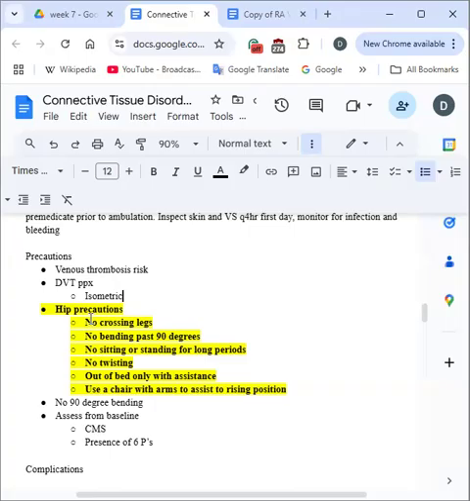And then general hip precautions. This is what I think is probably something that could come up. Important things like don't cross the legs, and no bending of the spine past 90 degrees.